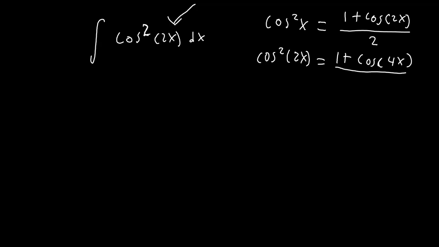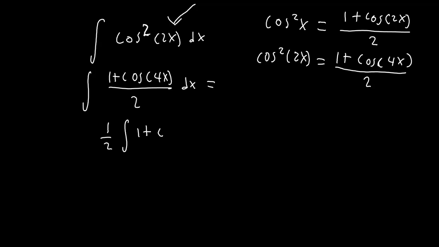Okay? Over 2. Now, this becomes the integral of 1 plus cosine 4x over 2 dx. Okay? We can pull out the 1/2 here, and this becomes 1/2 the integral of 1 plus cosine of 4x dx. Right? And then now it's 1/2 x. Now we start integrating it. Plus, now what is the integral of cosine of 4x?